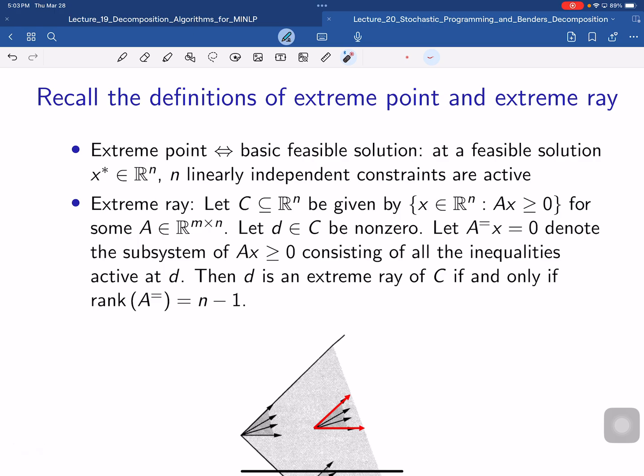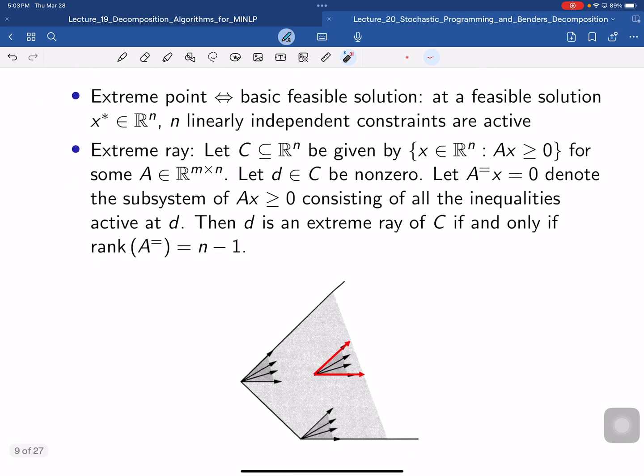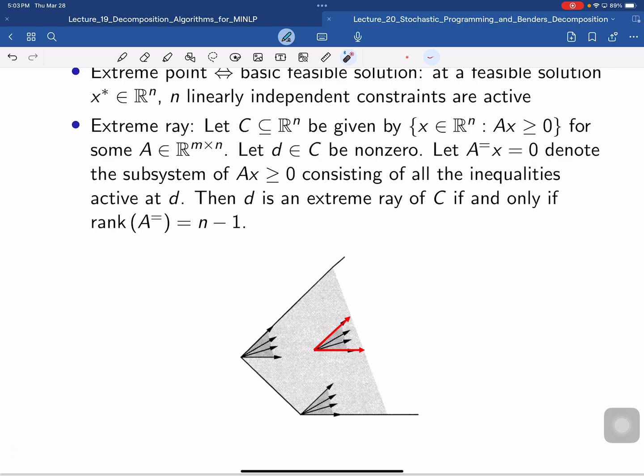Recall that an extreme point is equivalent to something called a basic feasible solution. Hopefully people still remember that. Essentially, to get an extreme point, you just take n linearly independent constraints and make them active. Remember what a basis is in the simplex method: that's just n linearly independent constraints that give you an extreme point. An extreme ray, from a geometric perspective, lives in an unbounded polyhedral set. The extreme rays in this unbounded polyhedral set are essentially these two extreme directions.